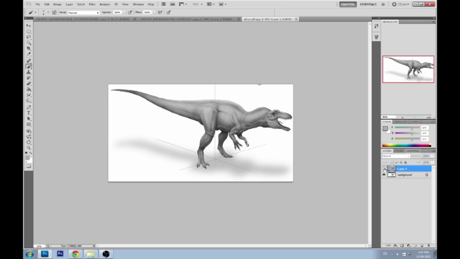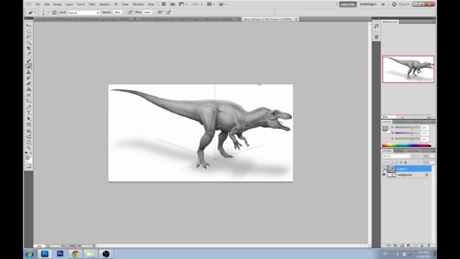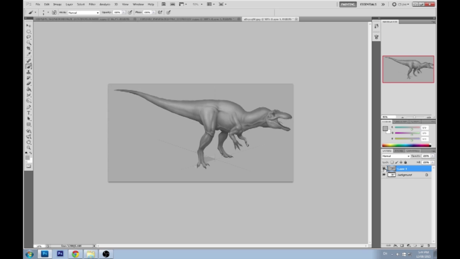Before. After. Before. After. Looks like a Nat Geo diagram now instead of an isometric 3D model. There's a way to keep it isometric.